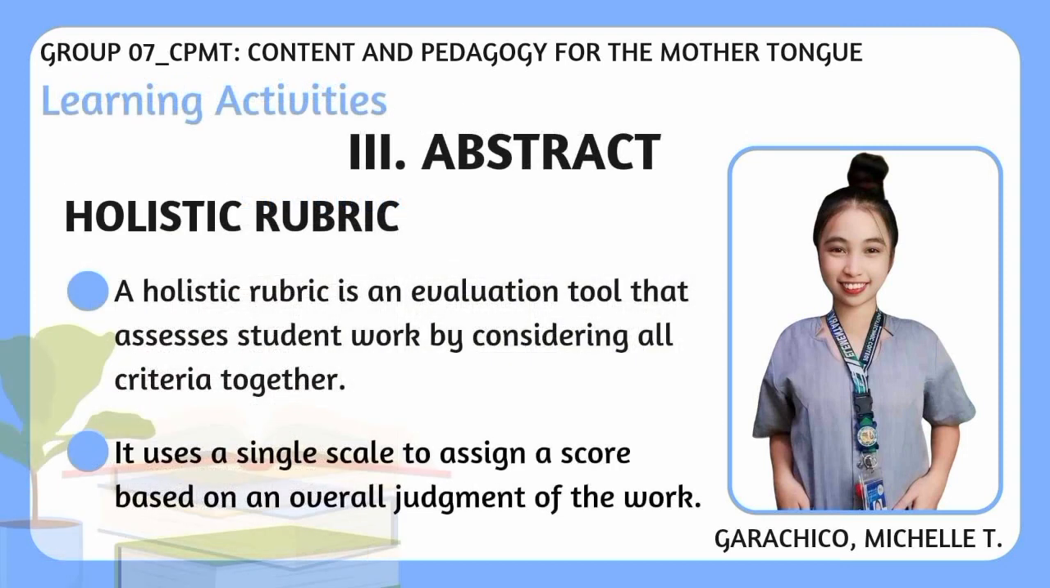The holistic rubric. A holistic rubric is an evaluation tool that assesses student work by considering all criteria together. It uses a single scale to assign a score based on an overall judgment of the work. Instead of assigning separate scores for each criterion, a holistic rubric assigns a single score based on an overall judgment of the student's work. Ang holistic rubric ay nagbibigay sa mga students ng clear expectations, comprehensive feedback, and encourages self-reflection.